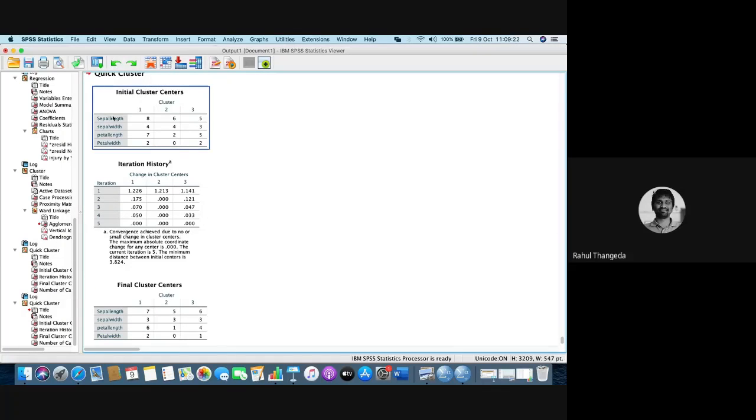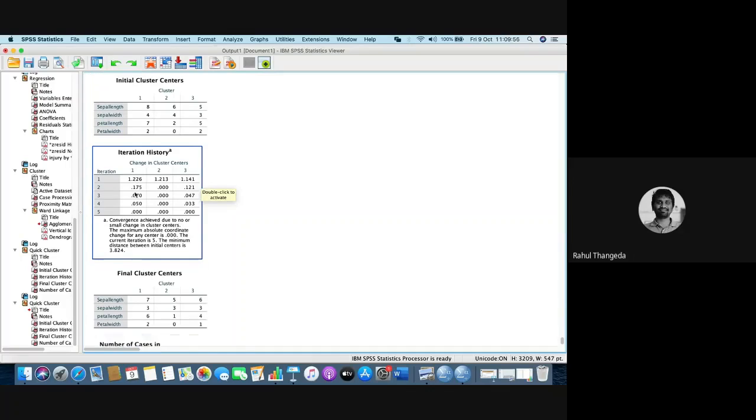The initial cluster centers show, for sepal length in cluster 1, the average value. The point being explained is the mean value of each cluster in context to each of the variables. In the iteration history, convergence has occurred in iteration 5 only. Though I kept 20, it converged in 5 and didn't group further into any of the clusters.